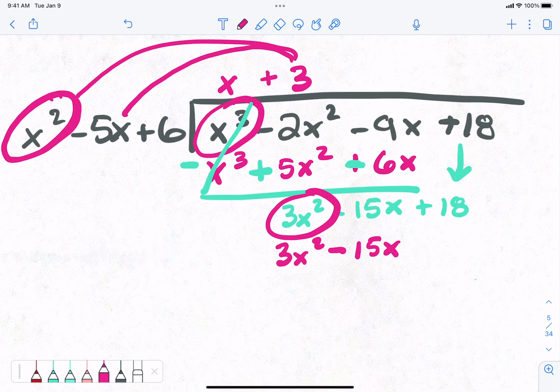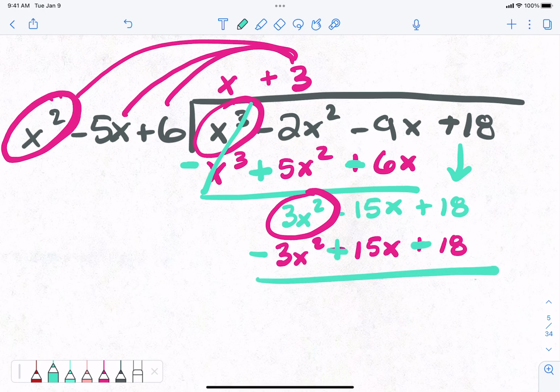Should be negative. Negative 15x. Okay, what's 3 times 6? Positive 18. And then flip the signs. So minus, this will become plus 15. This will become minus.